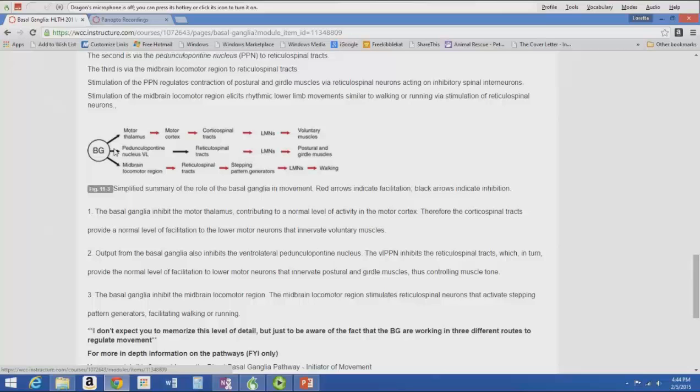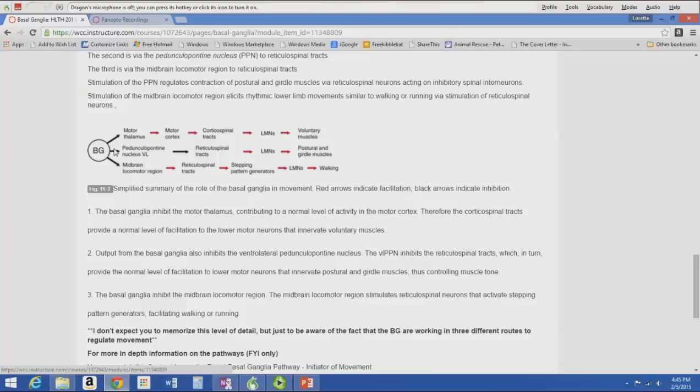They're regulating voluntary muscles, postural and girdle muscles, and all of the patterns involved in walking, but they're doing it by 3 different routes. Okay, and it's the basal ganglia have an inhibitory effect on all 3 of those routes. So if you don't have inhibition of the motor thalamus, you get excess activation of voluntary muscles, and that causes a tremor. If you don't have inhibition in the PPN nucleus, you get excess tone in the postural and girdle muscles, and that causes the stiffness and slowness of Parkinson's.